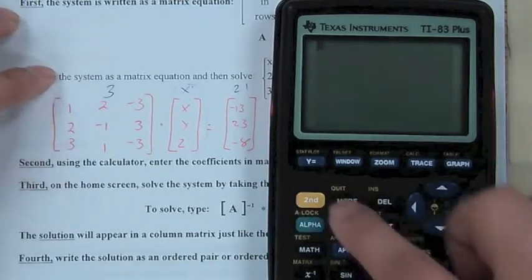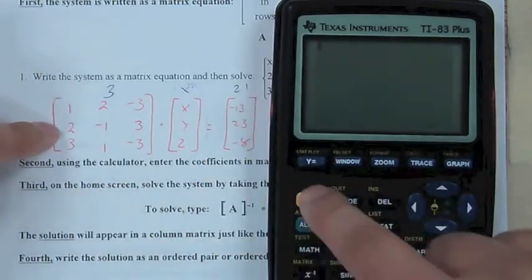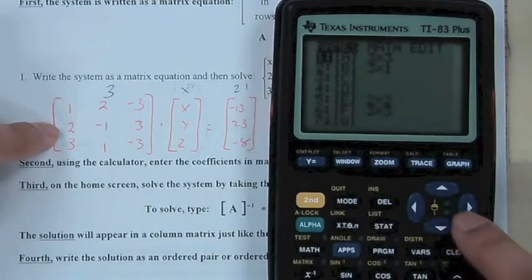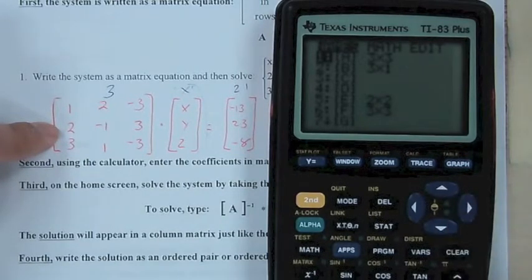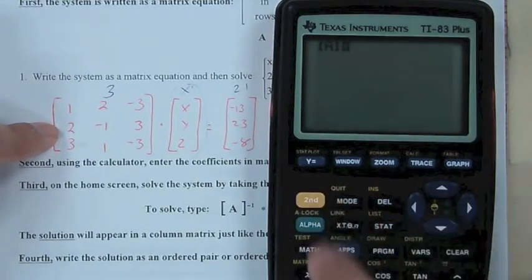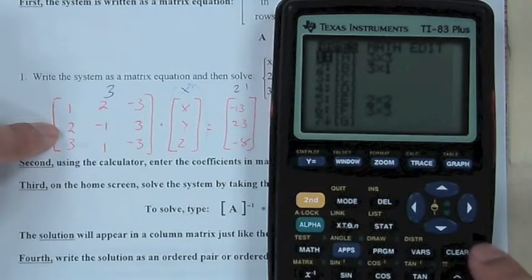Okay, so here's how I do this. I go second quit, and I'm going to multiply these two matrices. So I go second matrix A, because that's what I want, and I want to find the inverse of it. I go second inverse right there.